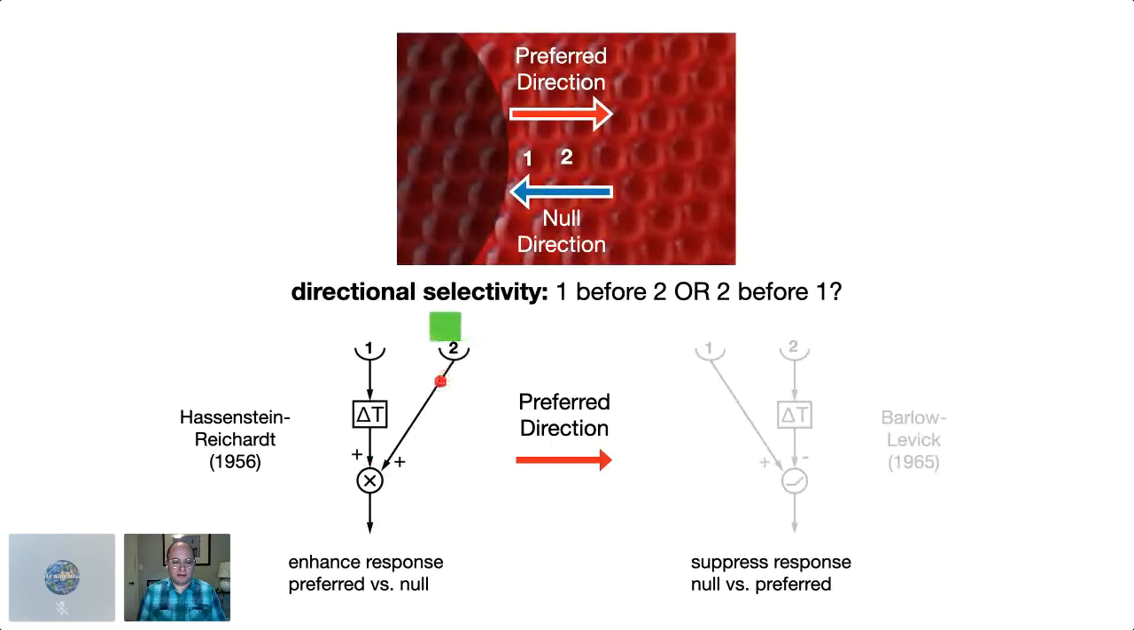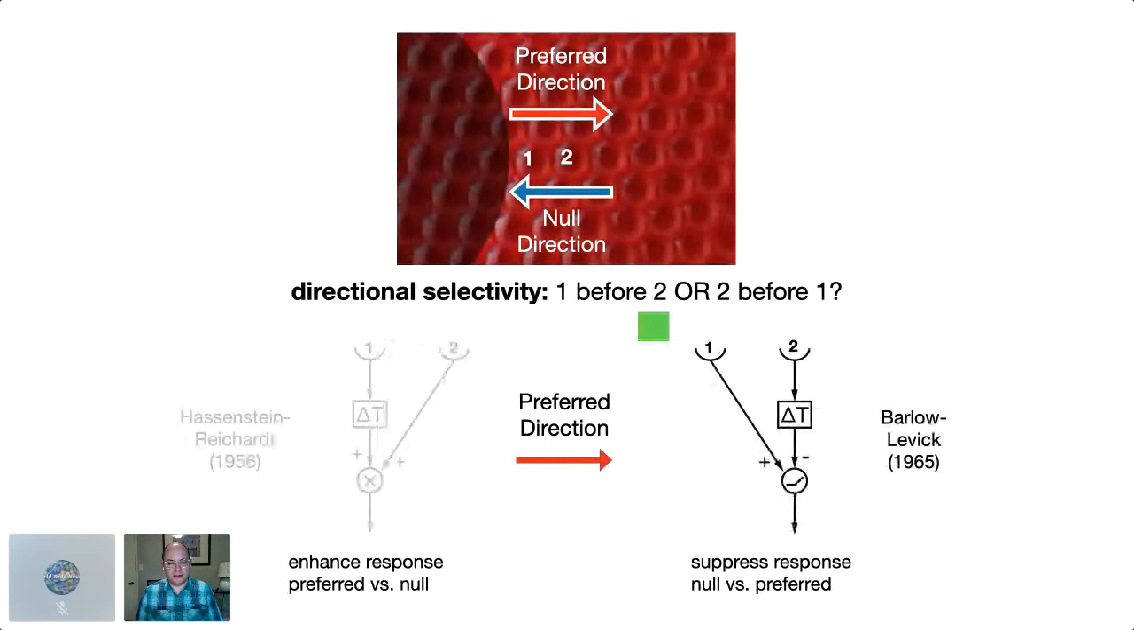Now, when motion moves in the opposite direction, the null direction for this detector, you go through the fast arm first and then the slow arm. And so, of course, you no longer have this coincident arrival. So there's no overlap, and so a minimal response. So that's the logic behind the Reichardt detector.